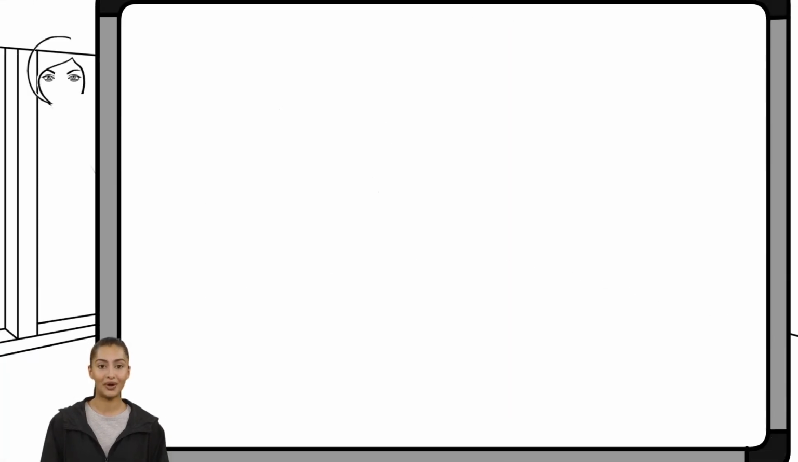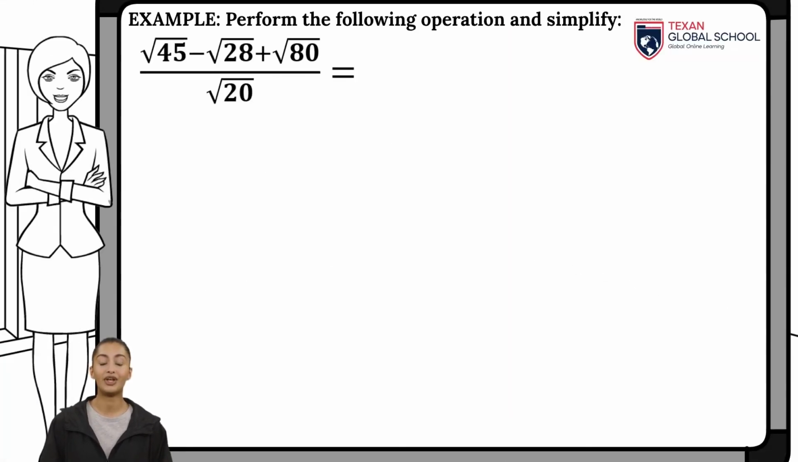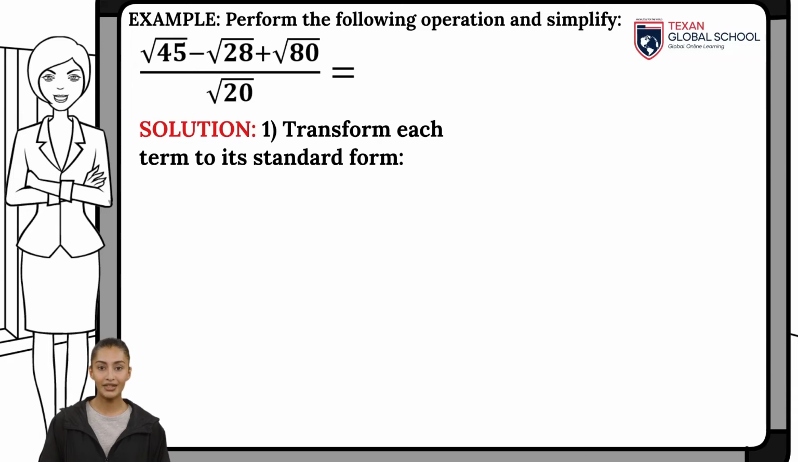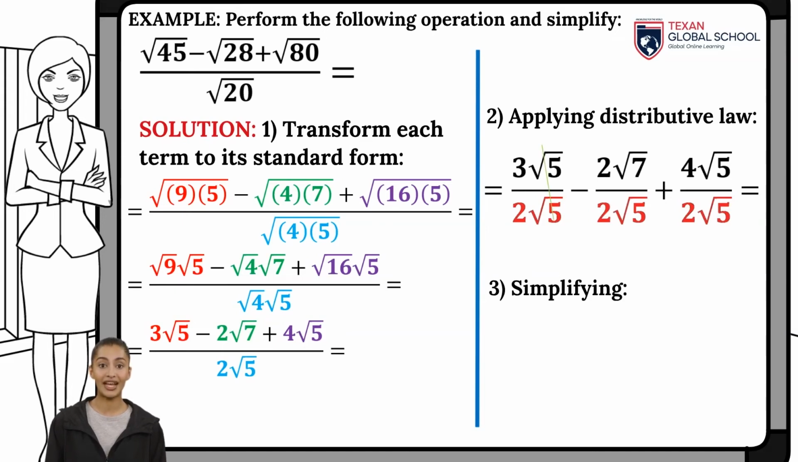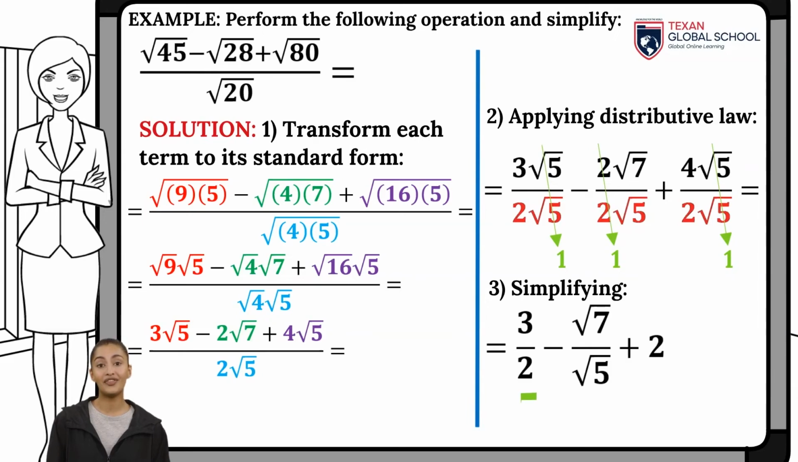In this next example, we first transform each term in the numerator and denominator to its standard form. Later, when applying the distributive law, we divide each term of the expression of the numerator by the denominator. Next, we apply the laws of radicals to simplify each term. We can see that equal factors cancel, understanding that the same quantity divided by itself is 1.